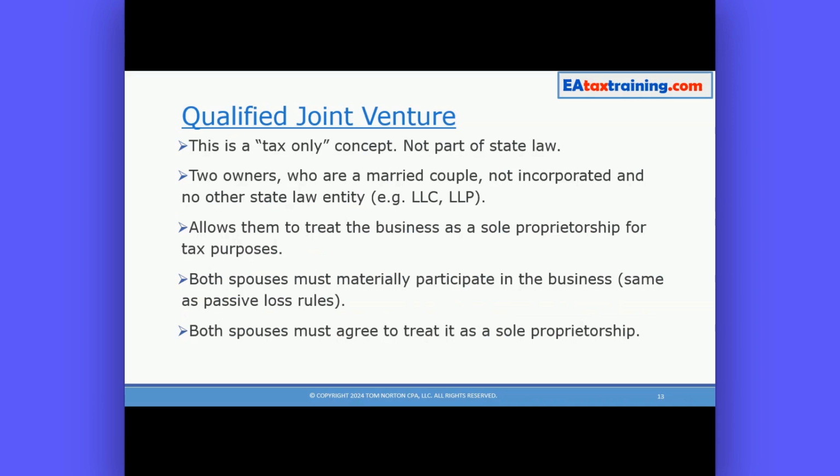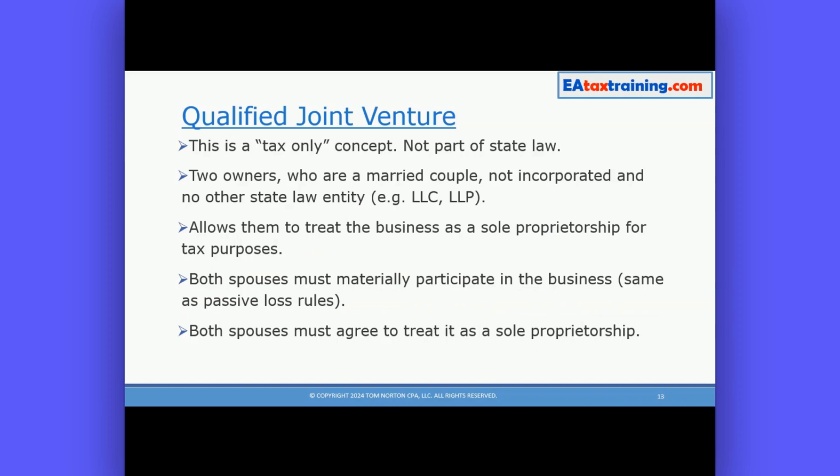This is for two owners who are a married couple and they are not incorporated and they have no other state law entity. So this is basically a partnership between a husband and wife or between a husband and husband or a wife and a wife. It has to be a married couple and they have not gone to the state and set up an LLC or an LLP or any other type of entity.